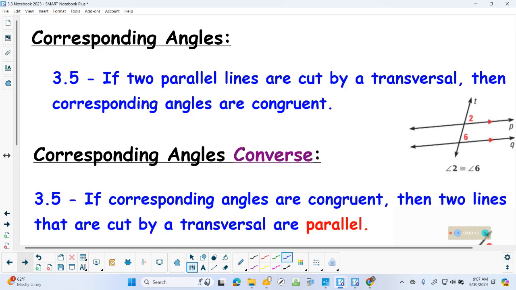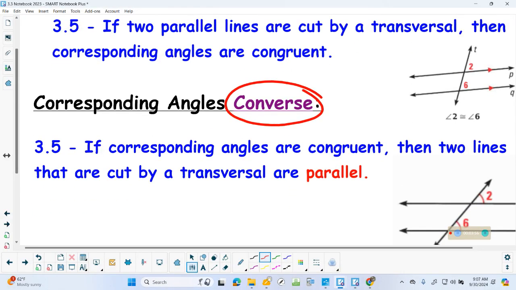Let's talk about them. Corresponding angle. So this was our old theorem. 2 parallel lines cut by transversal, they're congruent. We just used that in the warm-up problem. Now, just to highlight it in red, we're going to use the converse. If the corresponding angles are congruent, then the lines are parallel. So we're doing the flip of it. If I can show the angles are congruent, then the lines are parallel. It's the reverse of what we did last week.